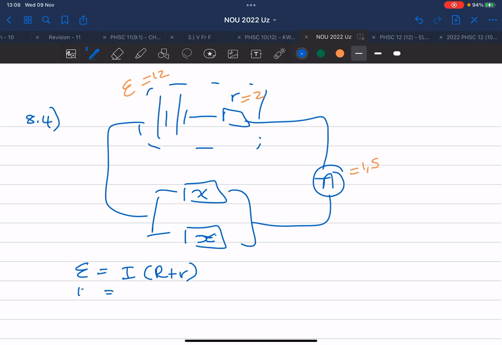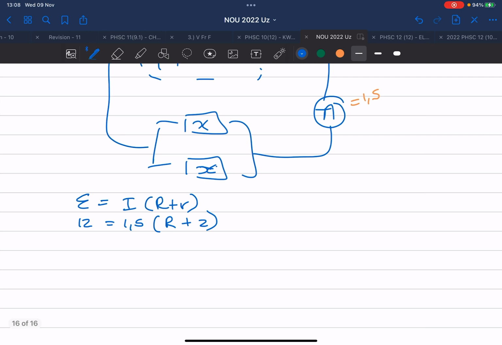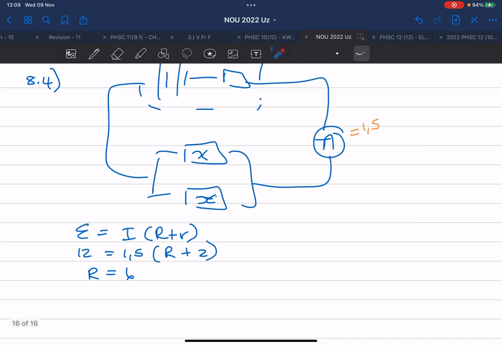Okay, so I have 12, the current is 1.5. The big resistance, I do not know. En die interne weerstand is 2. Okay, en van daar af kry ek vir R om te wees 6, dankie. Okay, 6. But remember, 6 is then for the parallel combination.